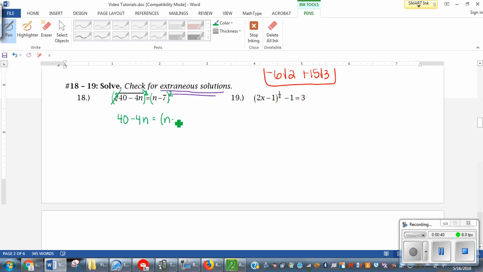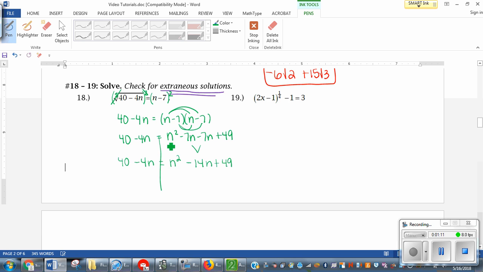Now on this side, when you square a binomial, you have to write it twice, and then we'll FOIL it. So n squared minus 7n minus 7n, and then two negatives make a positive. Alright, let's simplify on the right. So bring down your n squared, making this negative 14n plus 49.